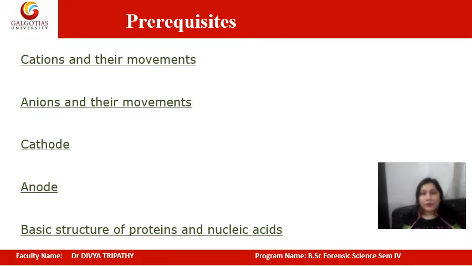These are some prerequisites to understand this topic. You should know what cations are and towards which pole they move. Similarly, you should know anions and their movement. You should understand the concept of cathode and anode, which type of electrode each is and what type of charge it has, and you must be aware of the basic structure of proteins and nucleic acids.